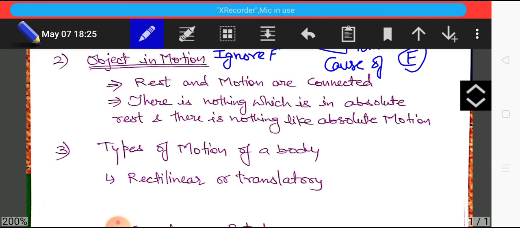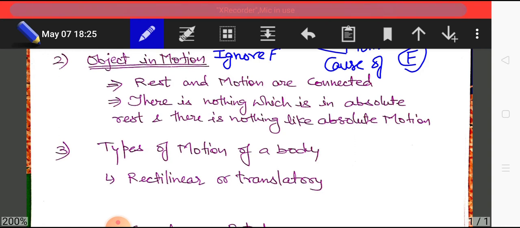Next, objects in motion. So rest and motion are connected. You might have seen so many objects which are in motion: car, bike, fan, train, aeroplane. There are so many things which are in motion and we can easily identify them as they are changing their position with respect to time.